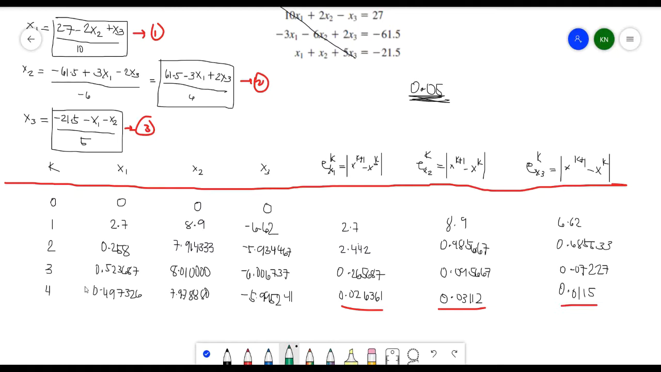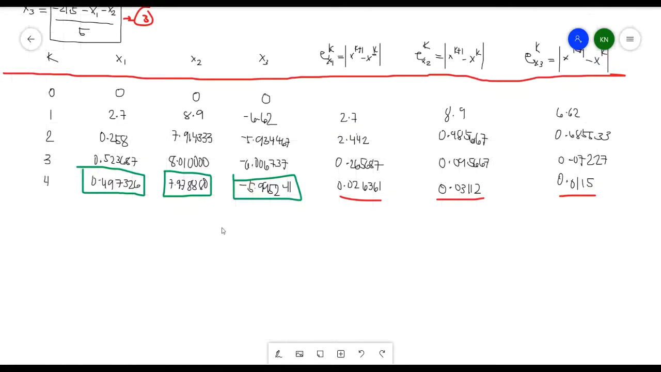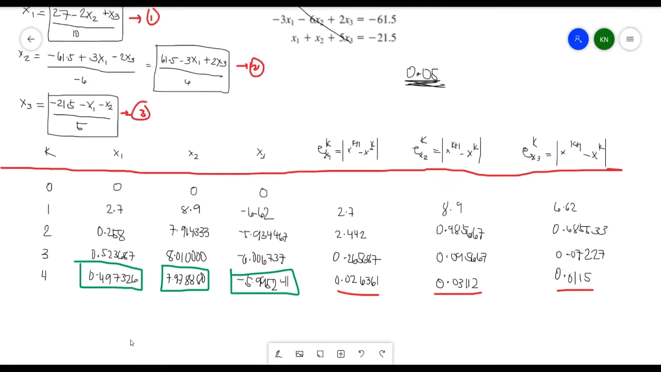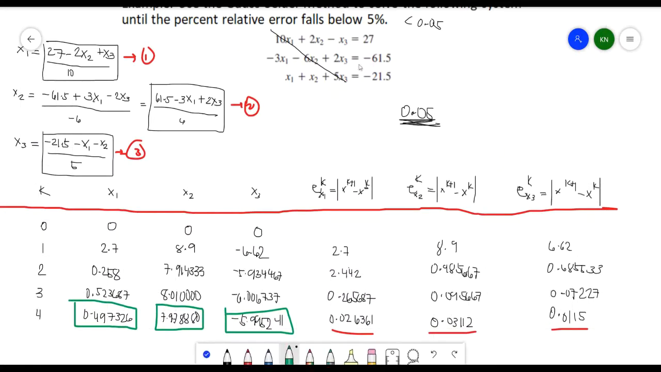So meaning to say, we have our roots of our equation, which is x sub 1 equivalent to 0.497326, x sub 2 equivalent to 7.978880, and x sub 3 equivalent to negative 5.995241. Now, to recheck if we have the correct roots of our equation, we can substitute them into our given linear equations. If you substitute to the left side of our equation and it gives us the equivalent to the right side, or approximately equivalent to the right side, then that is already the correct answer.